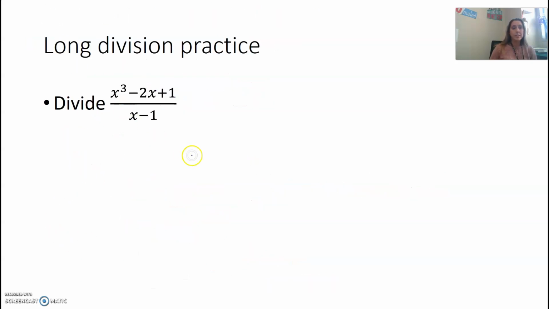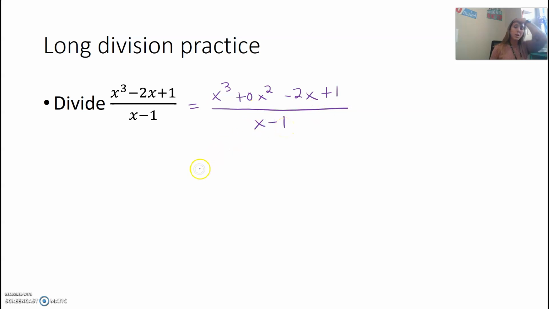So we are going to take this problem, and the first thing I'm going to do is rewrite this with all of the terms. So I'm going to rewrite it as x cubed. I don't have an x squared, so I'm going to put plus 0x squared. I do have an x to the first, so minus 2x plus 1. And then I'm going to divide all of it by x minus 1. So what I'm going to do is the Polytope method.